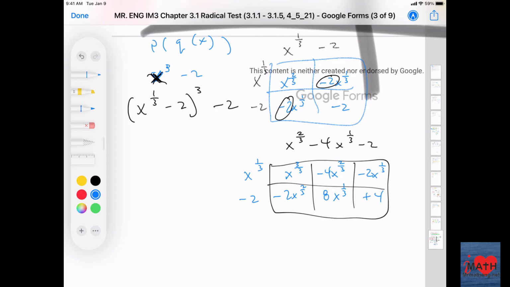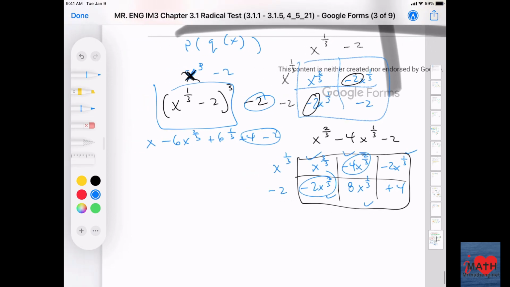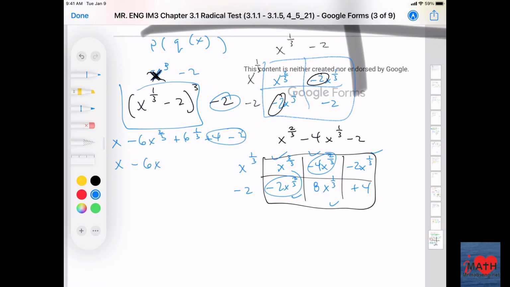Okay, so here's the tricky part. All of this will be our answer. So x to the 3 divided by 3 is just x. I have negative 6x to the 2/3. I did that by combining these two. So this one, this one, this one. 8 minus 2 is going to be 6. So 6x to the 1/3 plus 4. And then you have that minus 2 on the outside. So x minus 6x to the 2/3 plus 6x to the 1/3 plus 2.